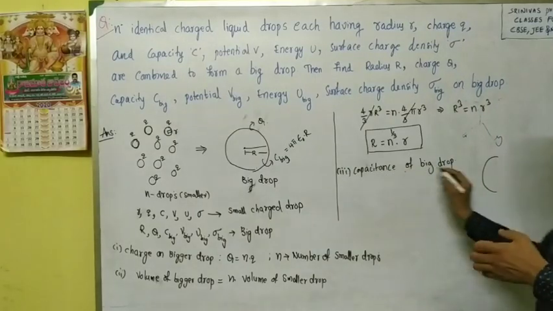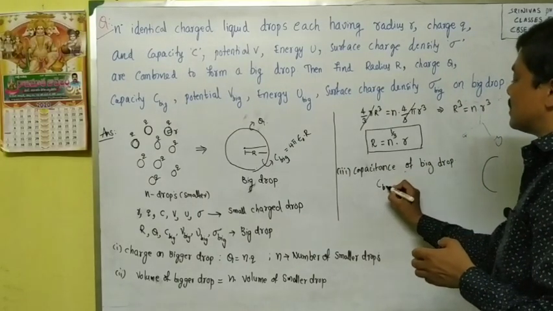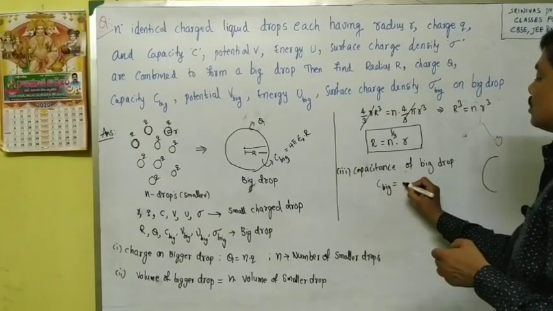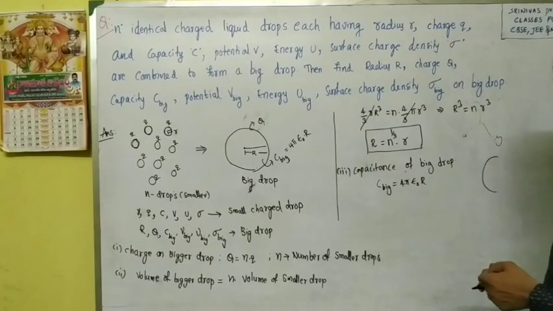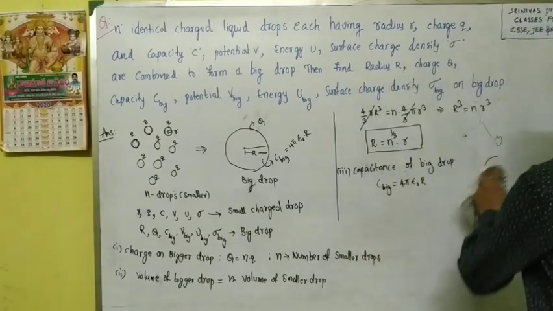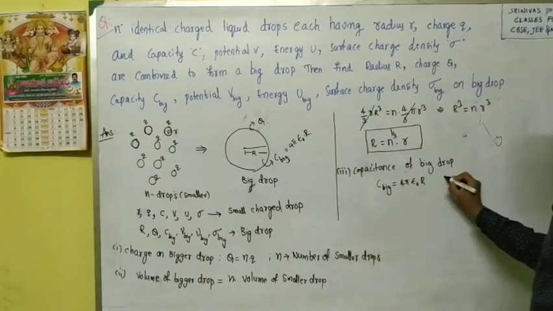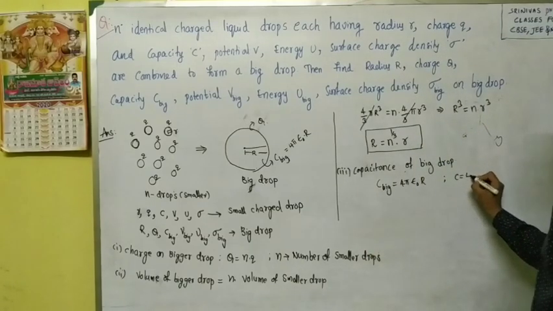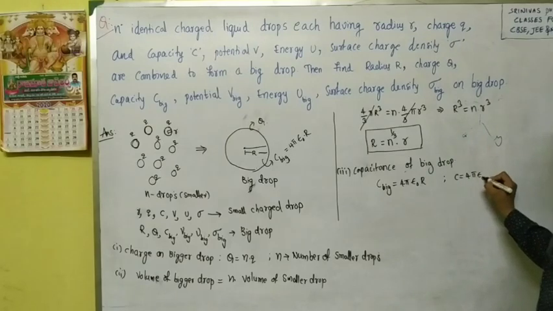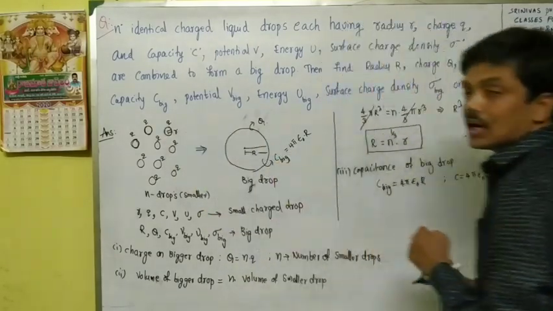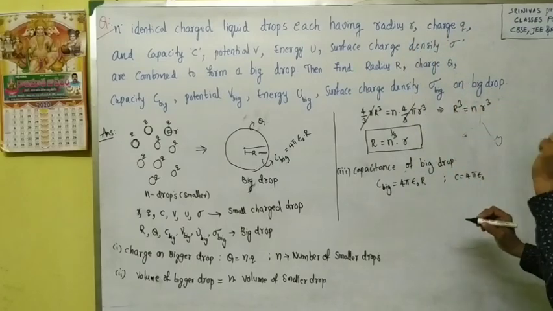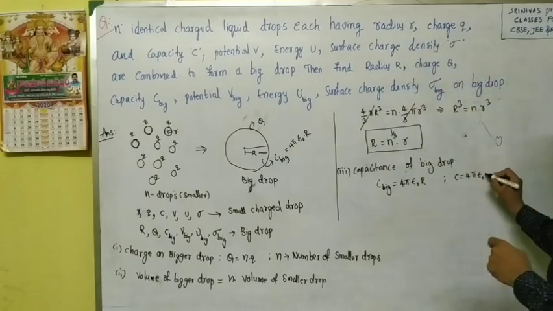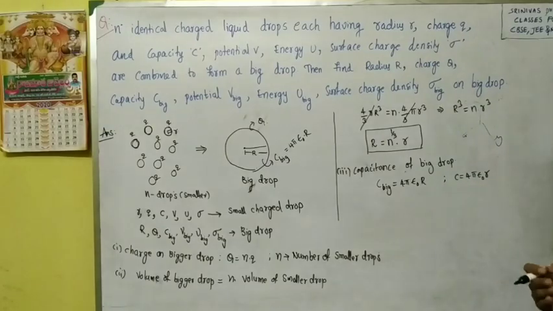Then the capacitance of the bigger drop is C big equal to 4 pi epsilon naught into capital R. And what is the formula for the capacitance of the smaller drop? C is equal to 4 pi epsilon naught into the smaller drop radius. There are n smaller drops, each of radius small r. That means this is the capacitance of the smaller drop.